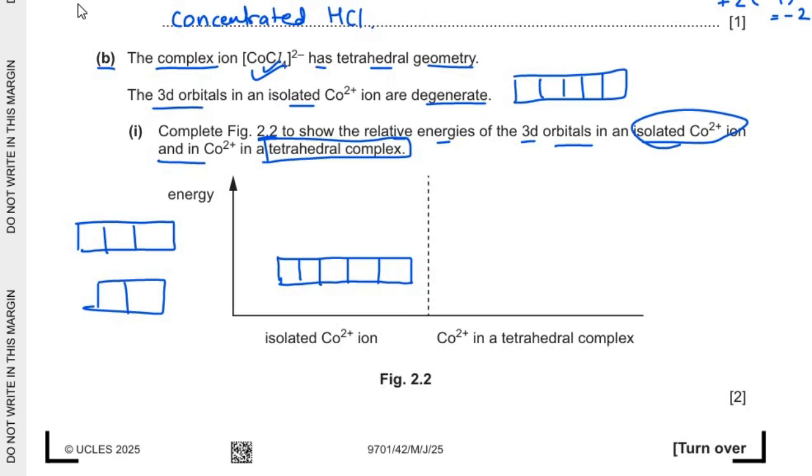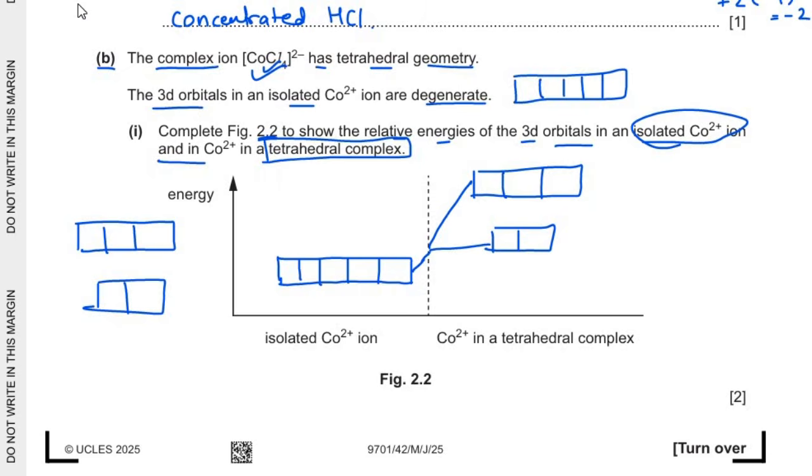But for octahedral it will be opposite, that is 2 on the top and 3 at the bottom. So here if we split them, then 2 will be lower, that is we'll draw it here, and 3 on the top with the higher energy level. Now why does this happen?